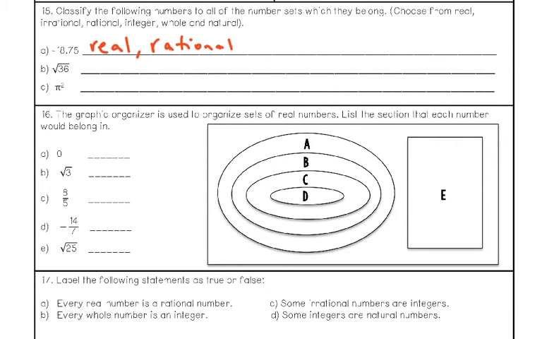For B, I want to simplify it if I can. So the square root of 36 is 6. So 6 is real. 6 is rational. 6 is an integer. 6 is a whole number. And 6 is a natural number or a counting number because you can count to 6. So all these whole basic numbers that you can count to, those are natural. Those are all of the above: real, rational, integer, whole, natural. The only thing that it is not is irrational. This is not an irrational number.